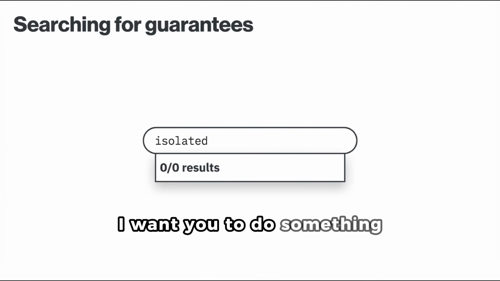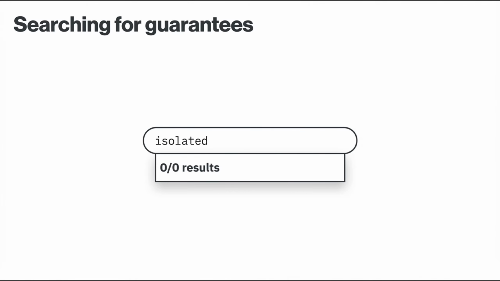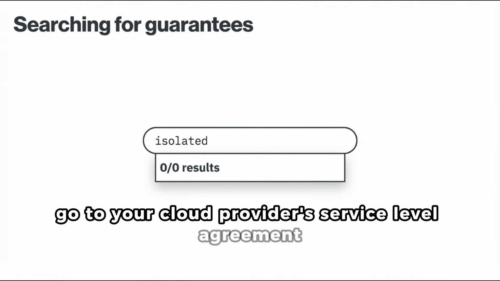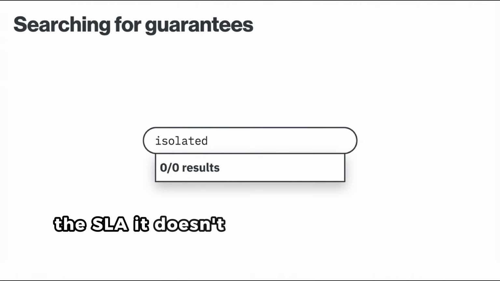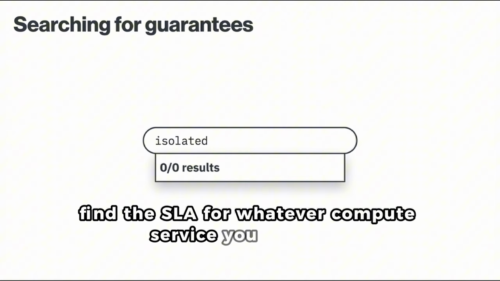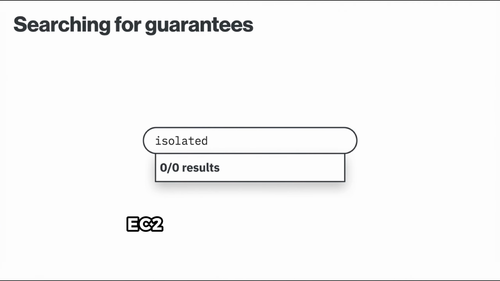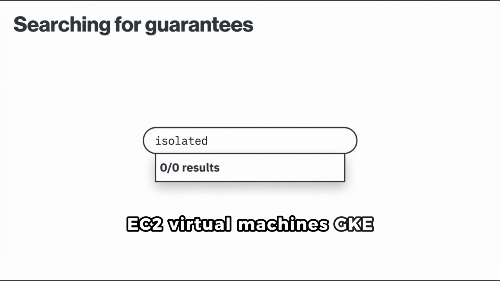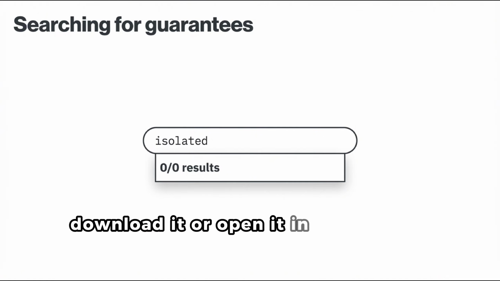I want you to do something. Open a new tab. Go to your cloud provider's service level agreement, the SLA. It doesn't matter which provider. Find the SLA for whatever compute service you use most: EC2, virtual machines, GKE. Download it or open it in the browser.